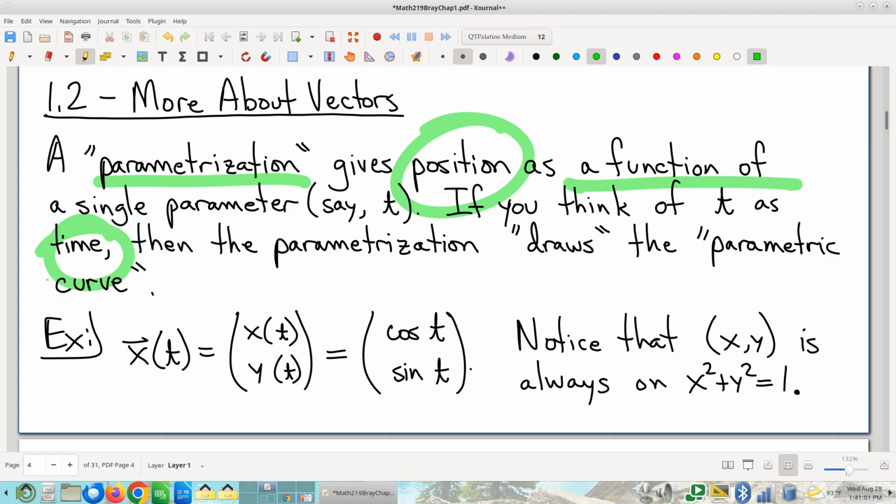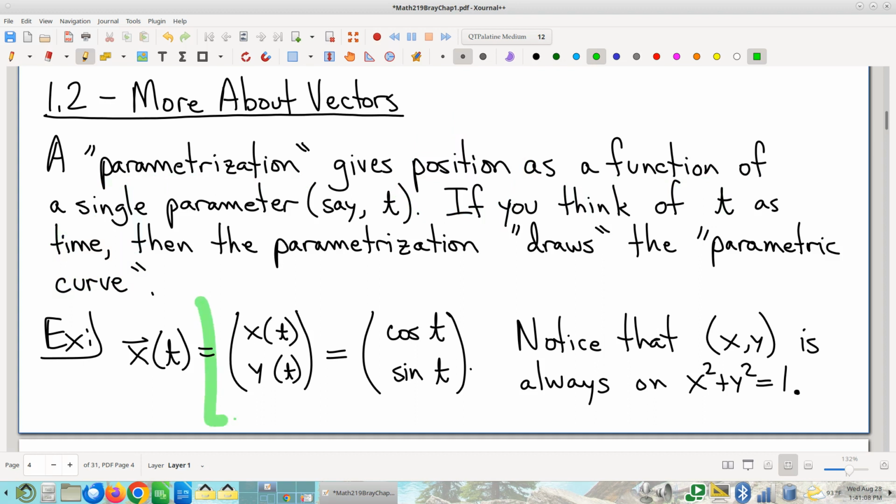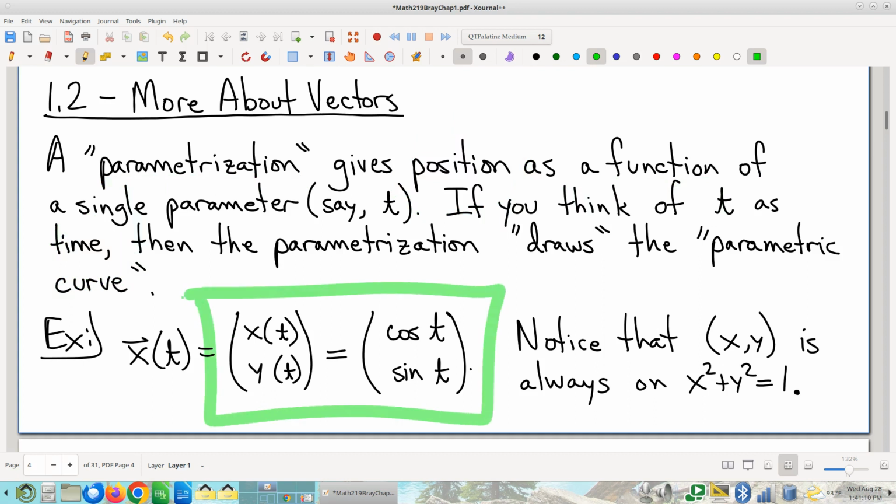So, okay, let's dive into an example. Let's see here. Here we go. So, this is a parameterization. Position, x comma y, which I like to abbreviate with just the vector x. Position, so x comma y. And notice the position given by its two coordinates is a function of time because those coordinates are functions of time. So that's a parameterization.